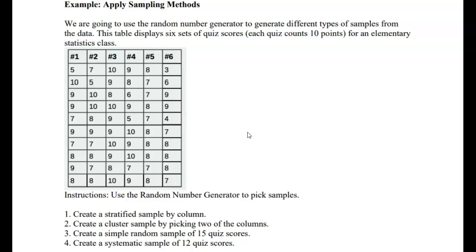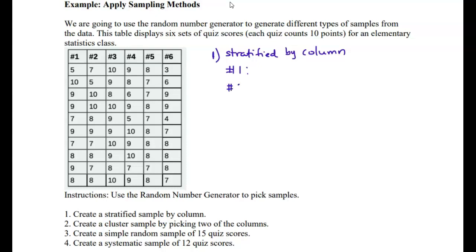It doesn't specify how many things I need in my sample, so for number one, we can decide the sample size. So a stratified sample by column. Basically, this says that you are using the column as the strata, so we're going to pick a certain number from each column.